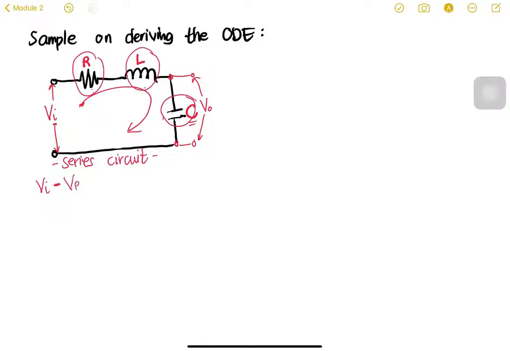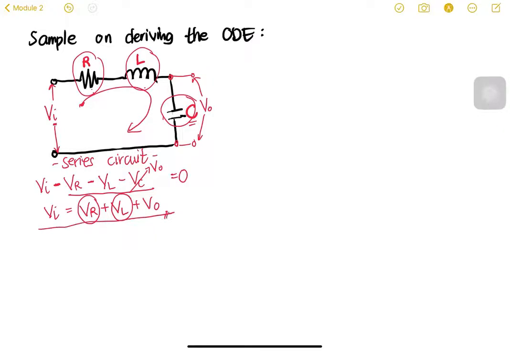So we have VR, voltage drop sa resistor, and then minus VL, minus VC, or we can also call this as VO, is equal to 0. So V input is equal to, move natin to sa kabilang side, VR plus VL plus VO. Pero ano ba tong VR and VL? So this is the equation, right? Ito yung physical equation.